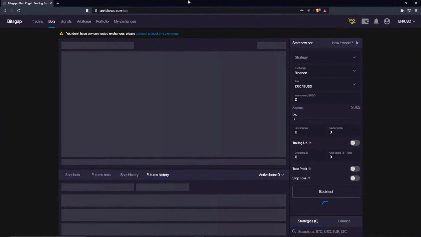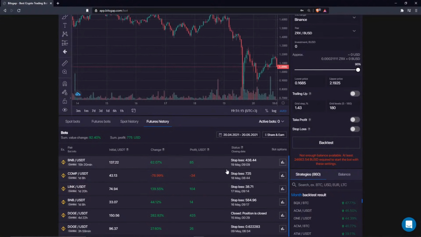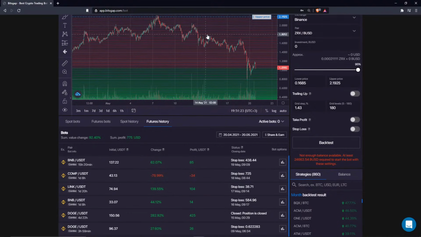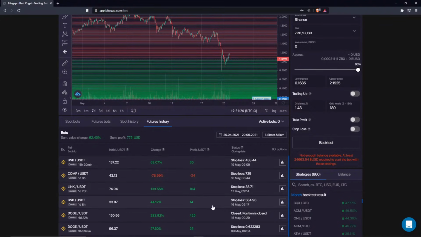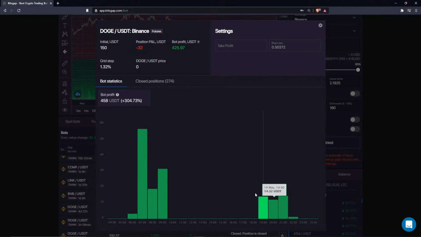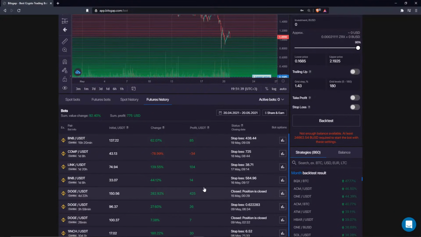Okay, here we go. So here we have futures history. Yeah, so on this downfall, which is like the pre-downfall, this pre-red day that happened yesterday, we had another series of downfalls. So I actually had a DOGE short sell. This was my short sell bot. So I utilized the Combo bot strategy, but short sell the market.